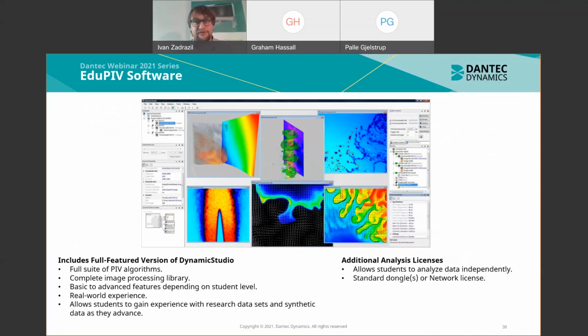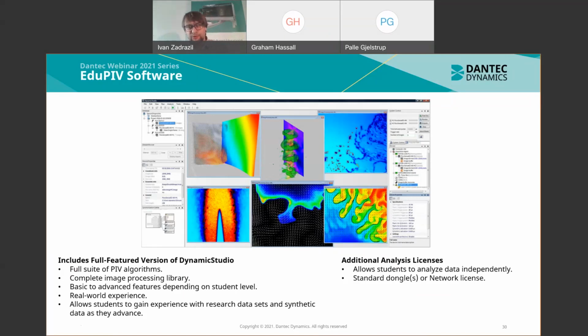Of course, as I mentioned before, the Edu PIV comes with a full version of Dynamic Studio. It contains a full suite of PIV algorithms, not only adaptive PIV, but also more historical algorithms such as cross-correlation and adaptive cross-correlation. It also contains a complete image processing library. The goal here is to increase the signal to noise ratio. If you do some PIV recordings, initially there can be quite a lot of noise, and Dynamic Studio is a powerful image processing software.